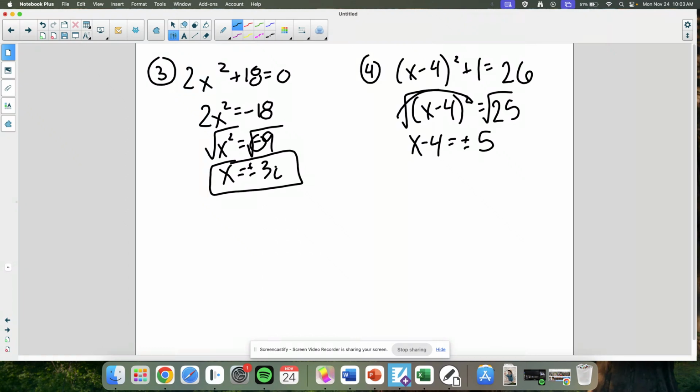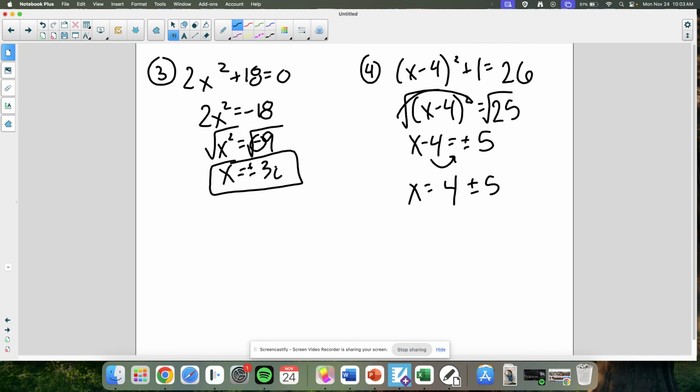This one, we still don't have x by itself. So how do you move that minus 4? You plus 4. Now when I add this 4 over, I don't want to just do 4 plus 5 is 9, because remember that 5 is technically how many numbers? 2. So it's a 4 with the plus or minus 5. So whenever you have to do one more step to get x by itself, just let it be in front.